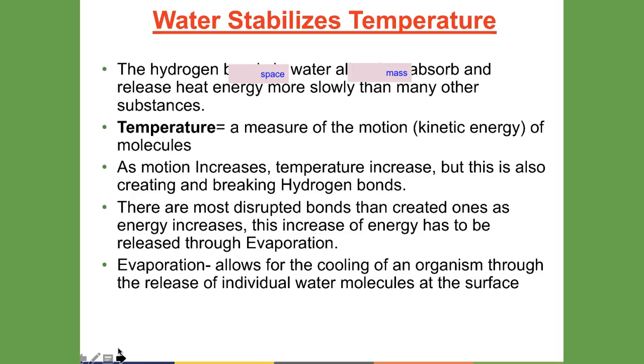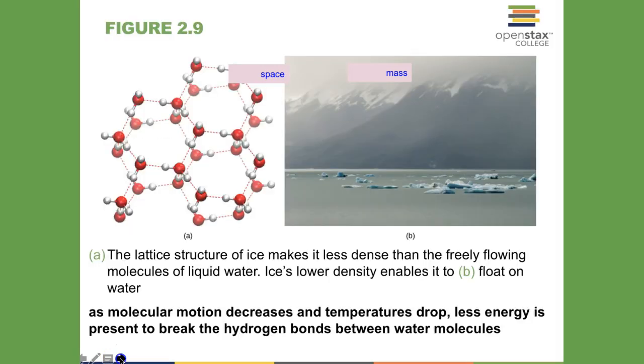This increase in energy has to be released through evaporation. Evaporation allows for the cooling of an organism through the release of individual water molecules at the surface. So, unique property of water. Another thing, as molecular motion decreases and temperature drops, less energy is present to break the hydrogen bonds between water molecules. That's another reason water can actually float when it's ice. Super, super cool property of water once again. A lot of other liquids will not float.